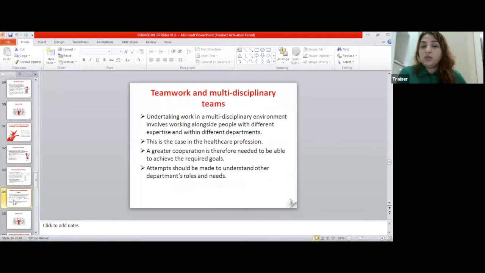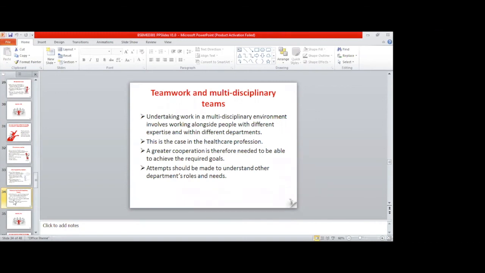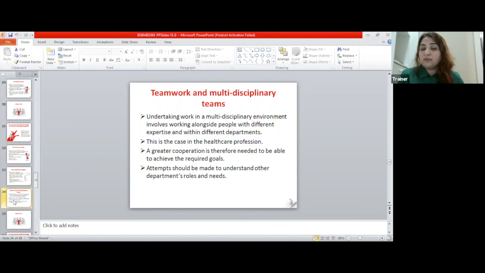Teamwork and the multidisciplinary team. Undertaking work in a multidisciplinary environment involves working alongside people with different expertise and within different departments. This is the case in the healthcare profession. Greater cooperation is therefore needed to achieve the required goals. Attempts should be made to understand other departments' roles and needs.